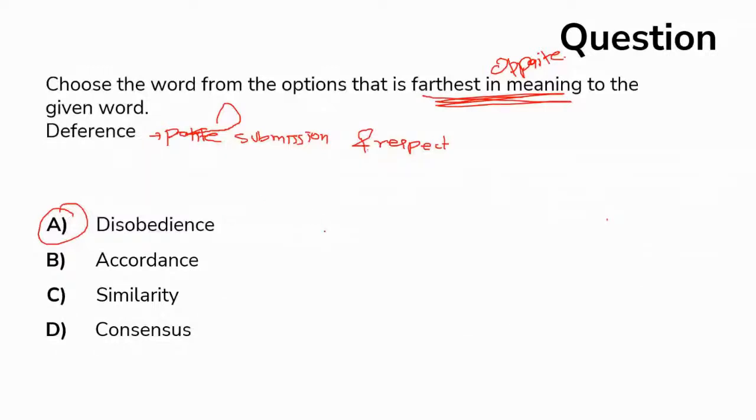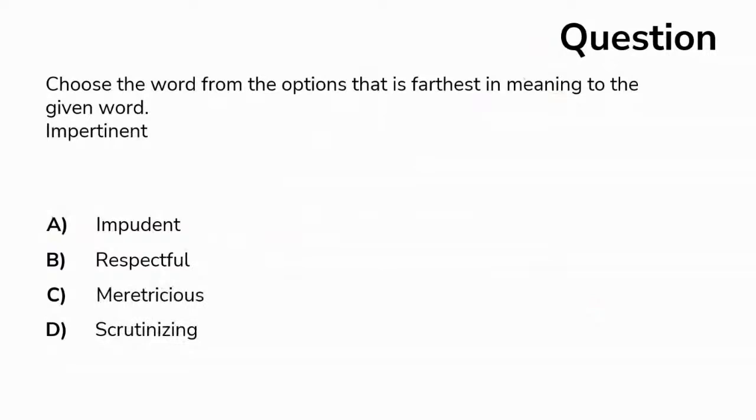So, disobedience means failure or refusal to obey rules. And similarity means the state of being similar, and accordance means in a manner conforming with, and a consensus, general agreement. So, moving on for the next one, try this one, guys. I'll give you a minute to understand it and solve it.